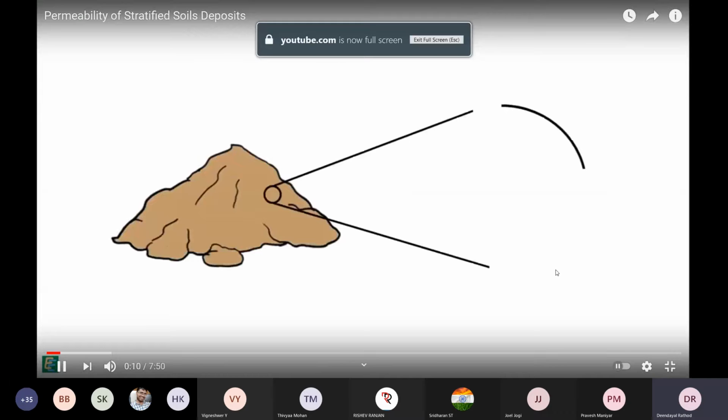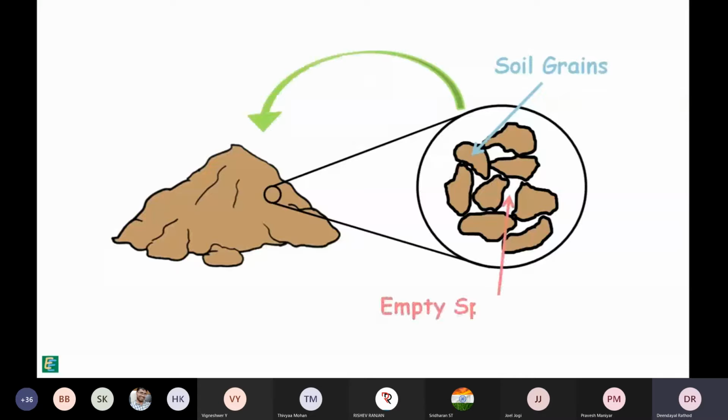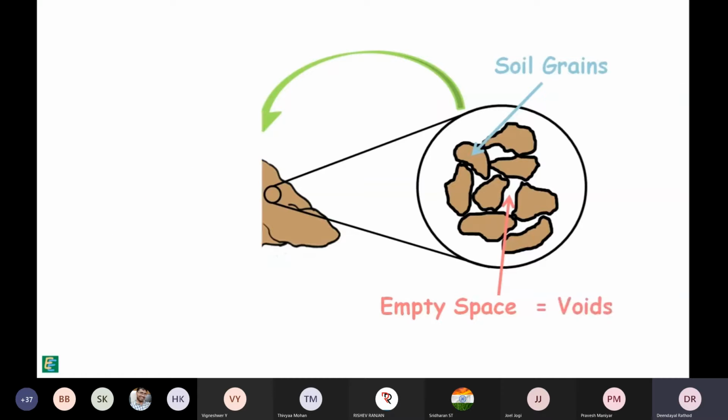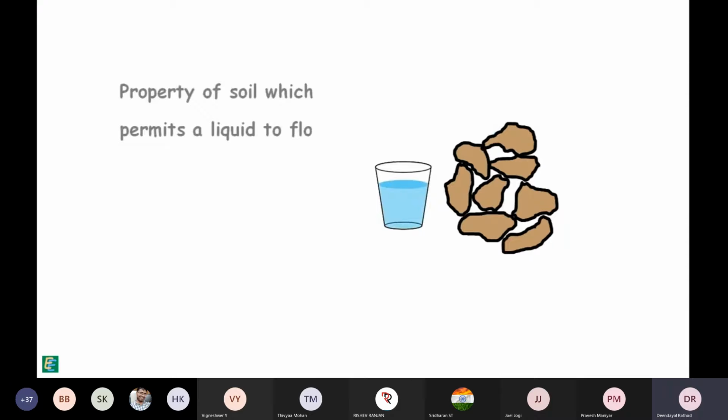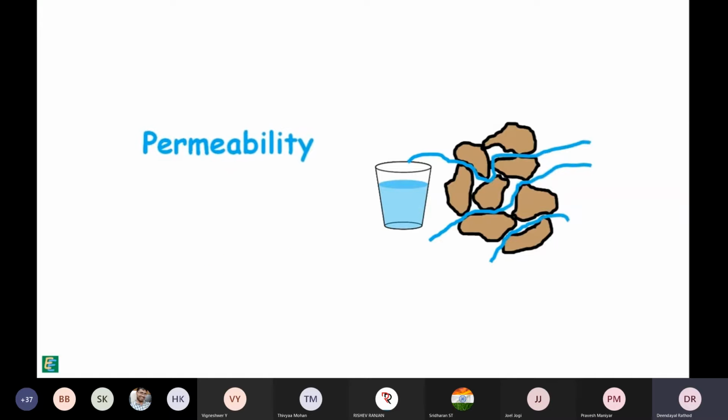A soil mass is composed of small solid particles, which we call the soil grains. These soil grains, when depositing in a soil mass, arrange themselves in a way that some amount of empty space is left between them. We call these spaces voids. And the property of the soil which permits water or any liquid to flow through its voids is called permeability. Permeability is the ease with which water can flow through the soils.